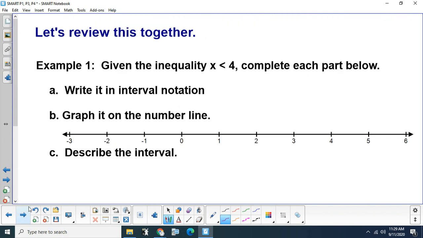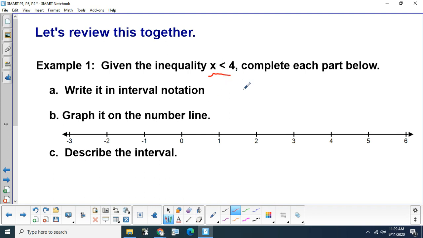All right, let's take a look at an example together. I actually have two examples for us. We'll start with this first one. In the first example, we are given x is less than 4, and we want to complete all three parts below. The first question says, write it in interval notation. This is given to us in inequality notation. Interval notation is going to be the one that has the parentheses and brackets.